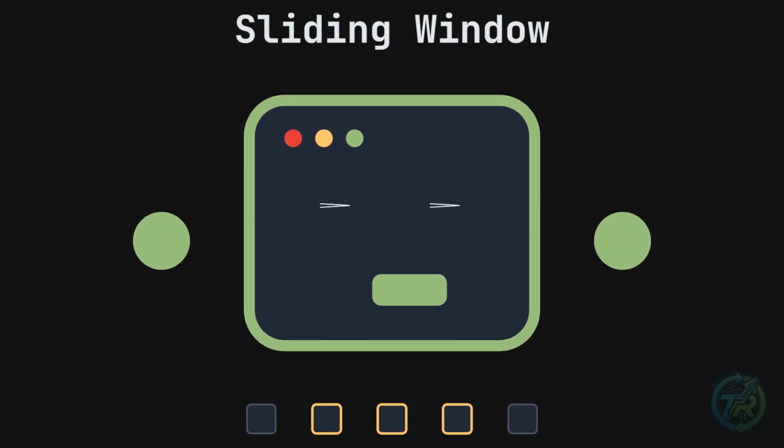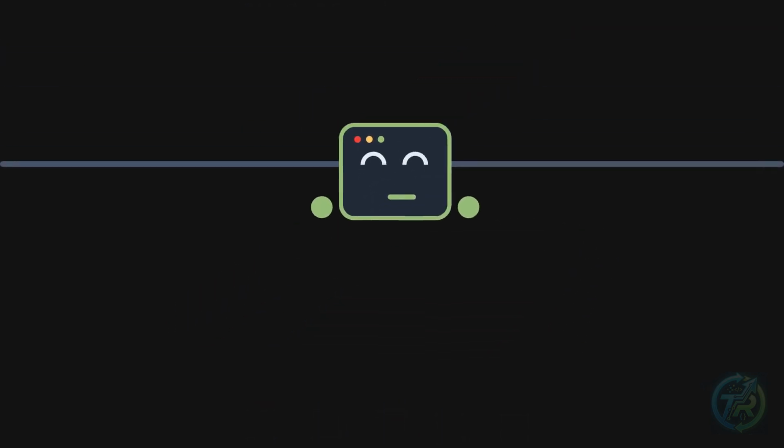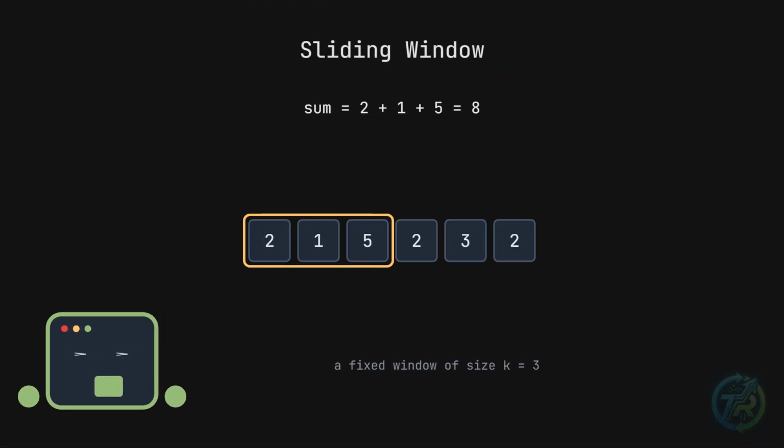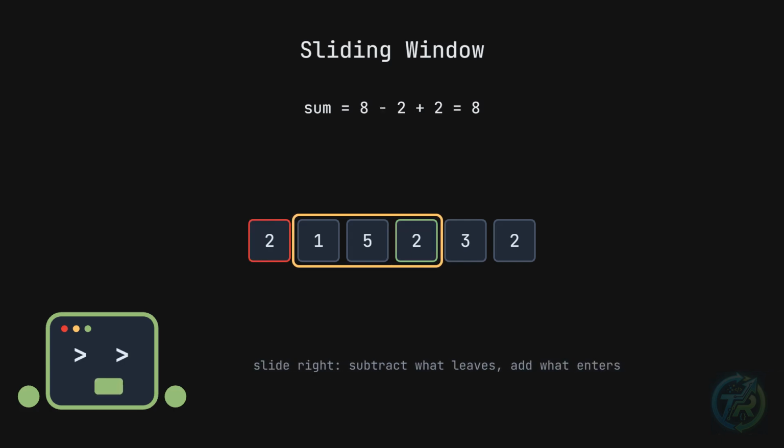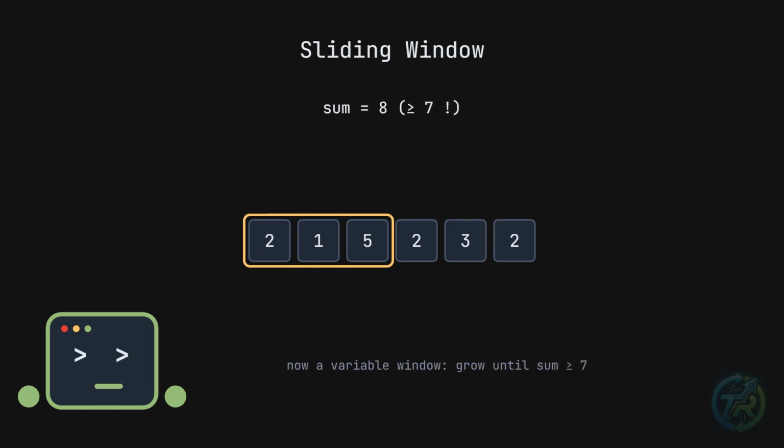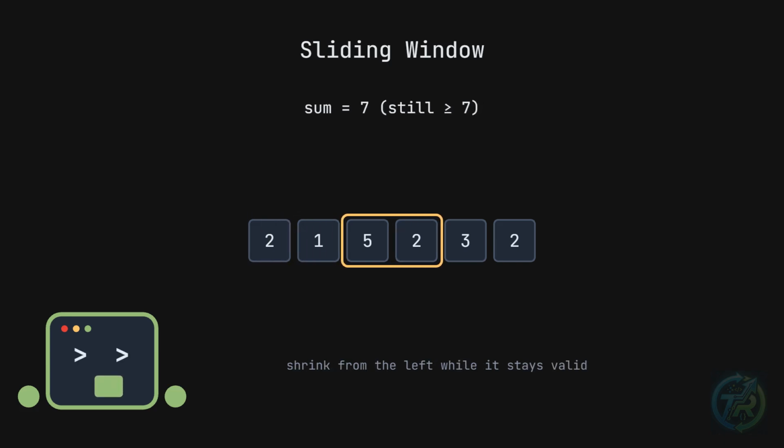What if you didn't need two loops to scan every subarray? A sliding window keeps a running range of elements, and instead of rechecking everything, it just adjusts the edges. To move right, subtract the element leaving the window and add the one entering it. One operation, not a full rescan. For a variable size window, grow it by moving the right edge while your condition isn't met yet. Once it's satisfied, shrink from the left to look for a smaller valid window, keeping track of the best one seen. One pass, O of n. Sliding window turns nested loops into a single sweep.